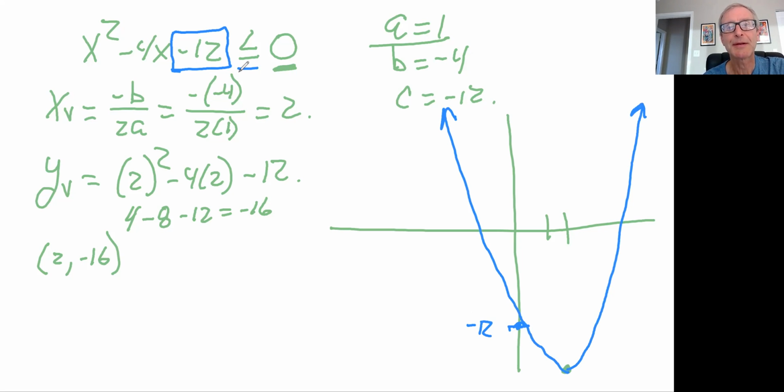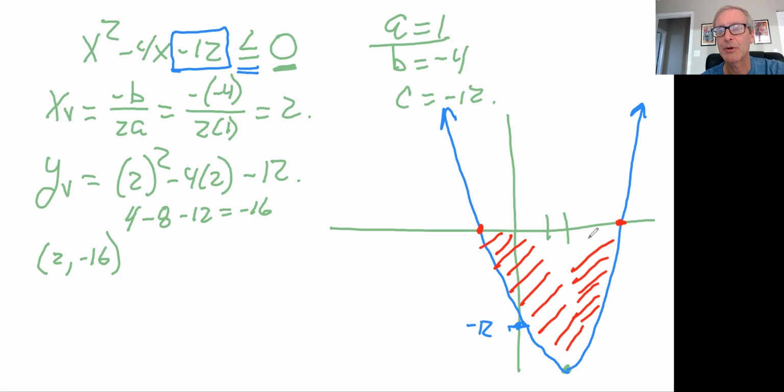So less than or equal to would be everything below the x-axis, including these 2 points, because equal to means you're on the x-axis. So this is the whole solution set. It's everything below.